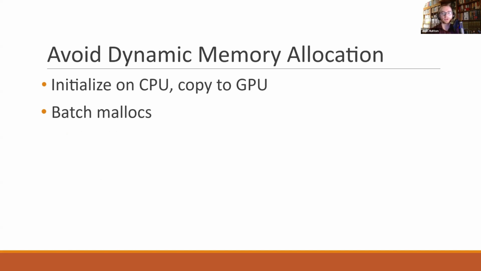Another important consideration was to avoid allocating memory dynamically on the GPU. We initialized all of our objects on the CPU and then copied the data over to the GPU before beginning ACO. While doing this, we also tried to batch together as many mallocs as we could of the same data type, leading to fewer calls to the memory API, which are expensive. This was the most impactful optimization we made in terms of saving compile time.